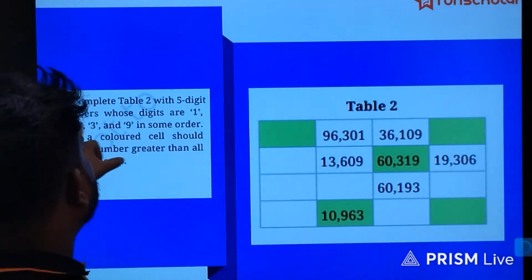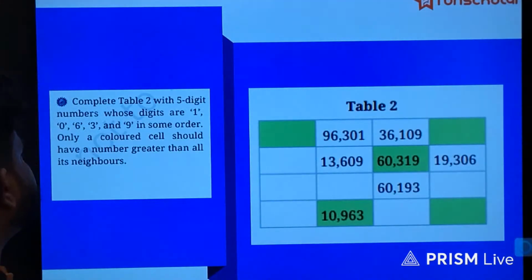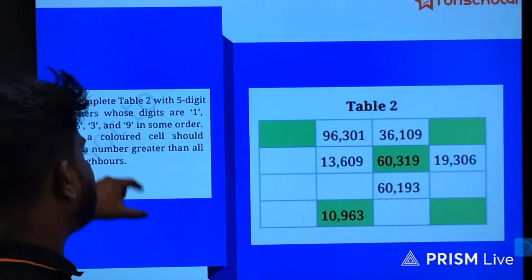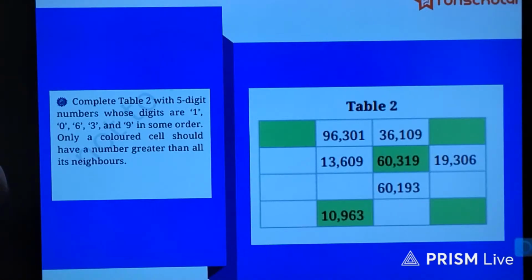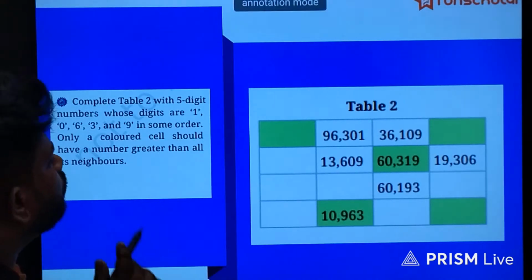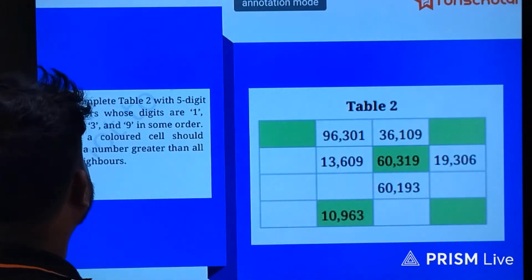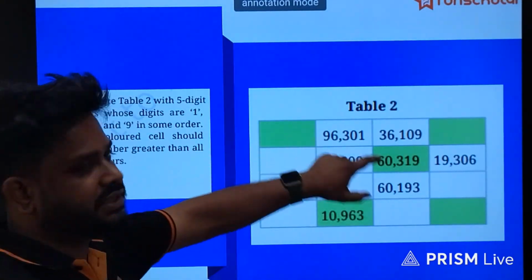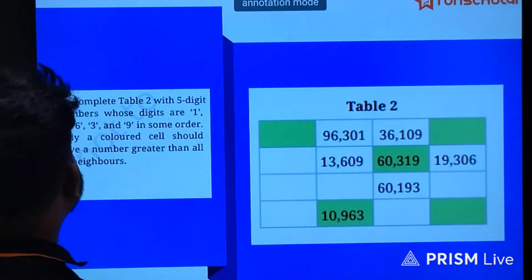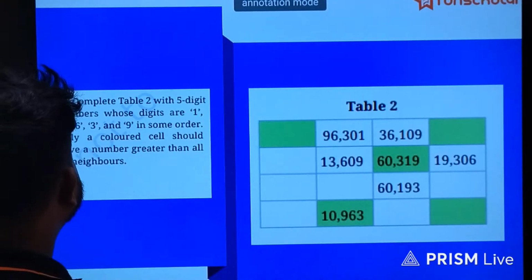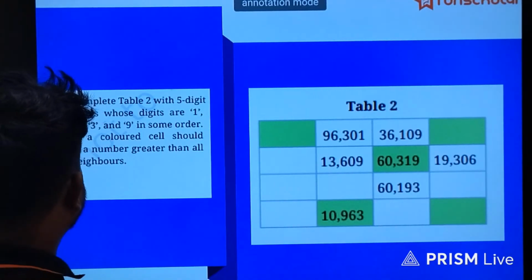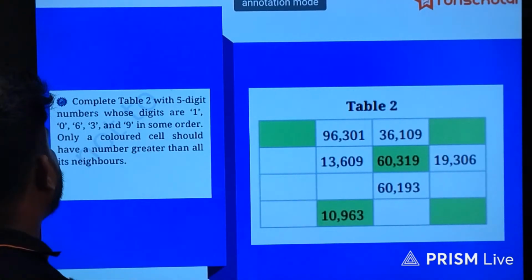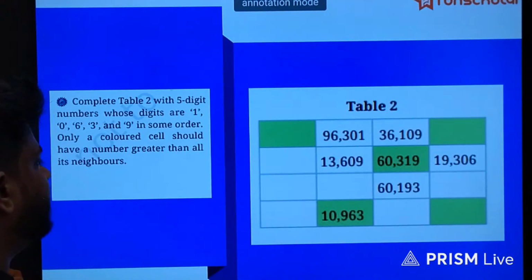Okay, complete table 2 with 5-digit numbers whose digits are 1, 0, 6, 3 and 9 in some order. Only a colored cell should have a number greater than all its neighbors. So we have to complete table 2, that is this table, with 5-digit numbers whose digits are 1, 0, 6, 3 and 9. Only a colored cell should have a number greater than all its neighbors.